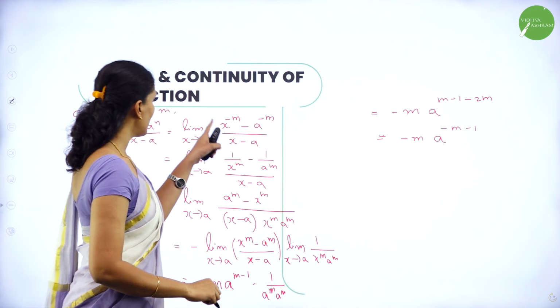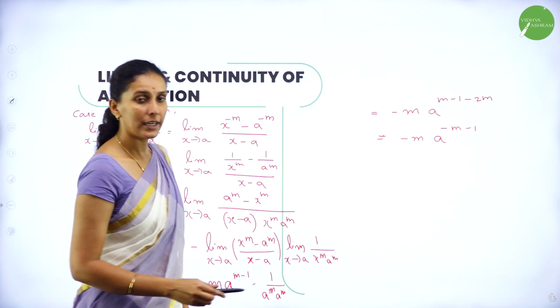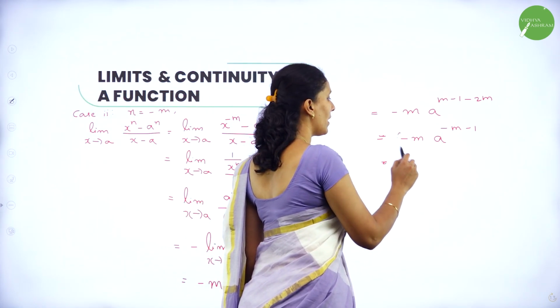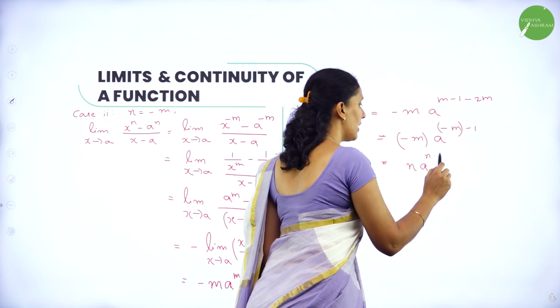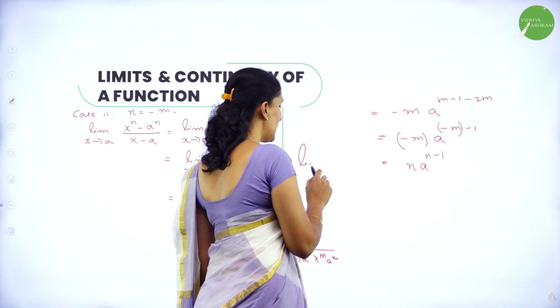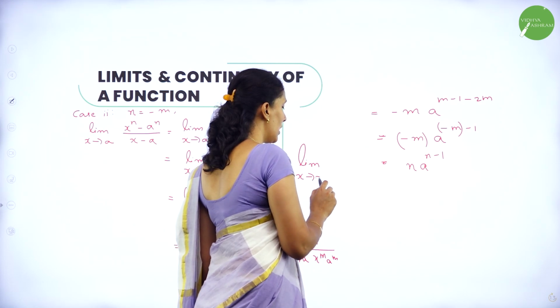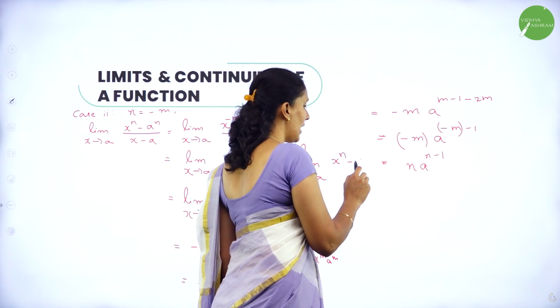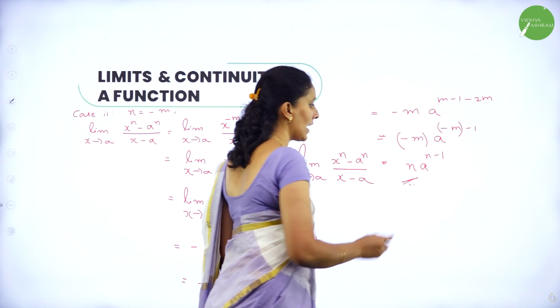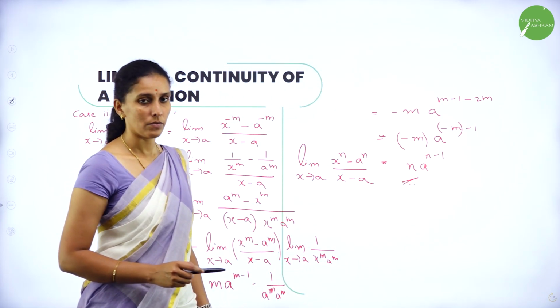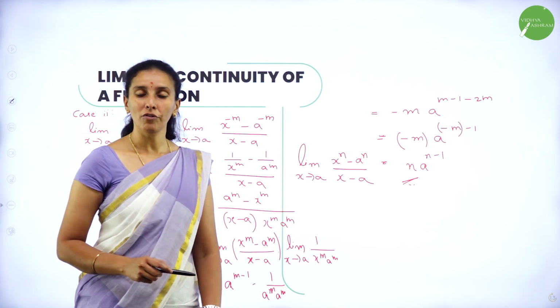What is minus m I have taken initially? I have taken it as n. So replace it by n. Then I'll get n into a to the power n minus 1. So for the same limit, if n is a negative integer, we are getting the conclusion as n into a to the power n minus 1. So thus case 2 is also finished.